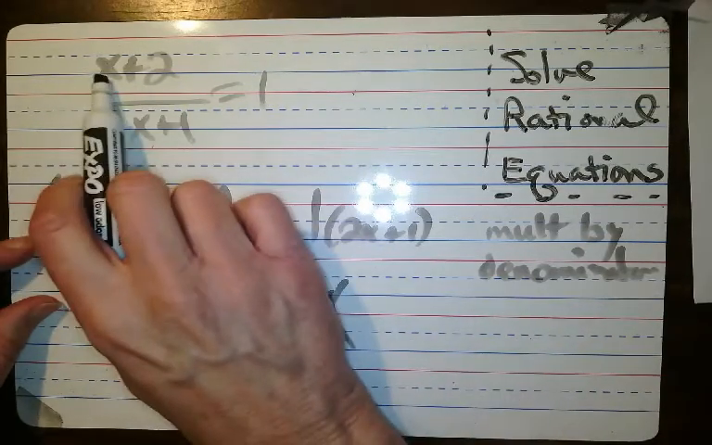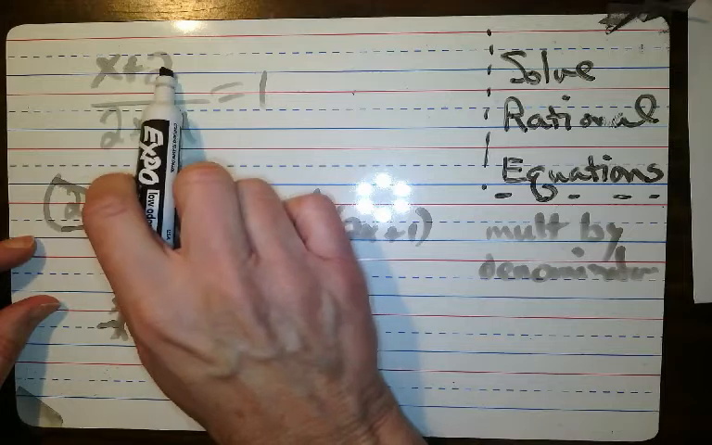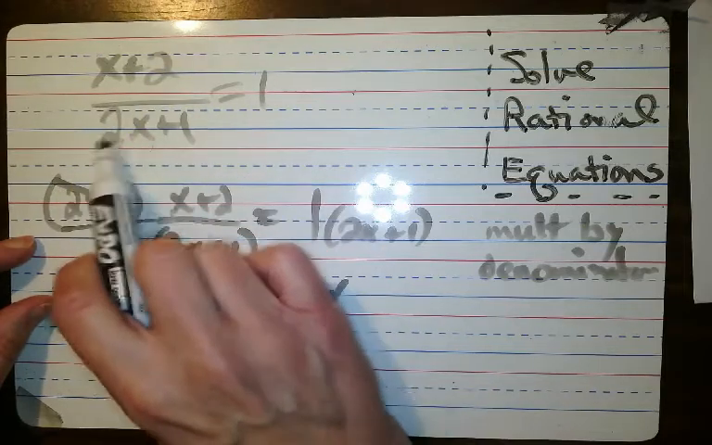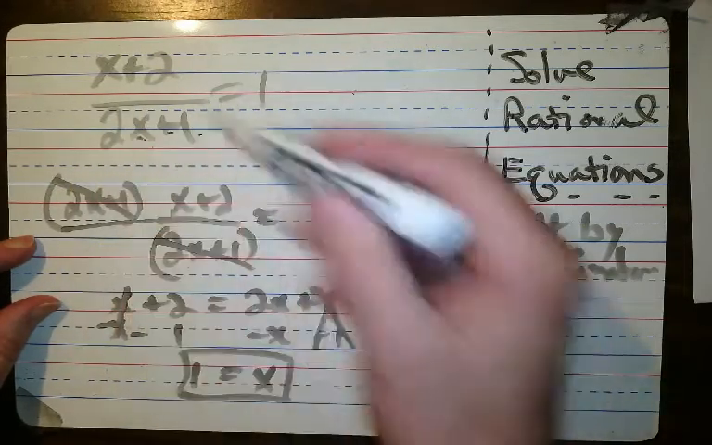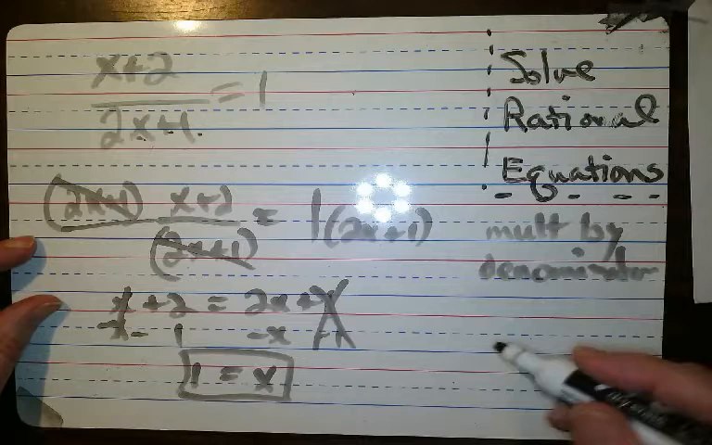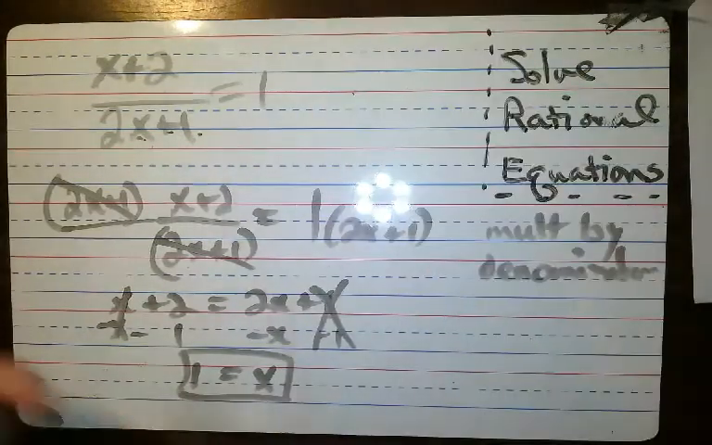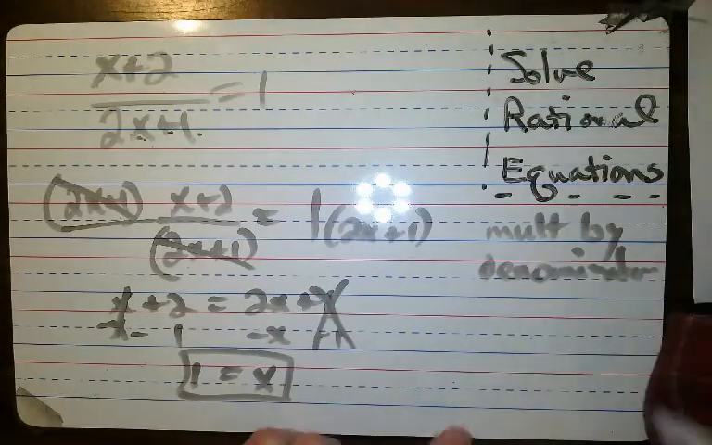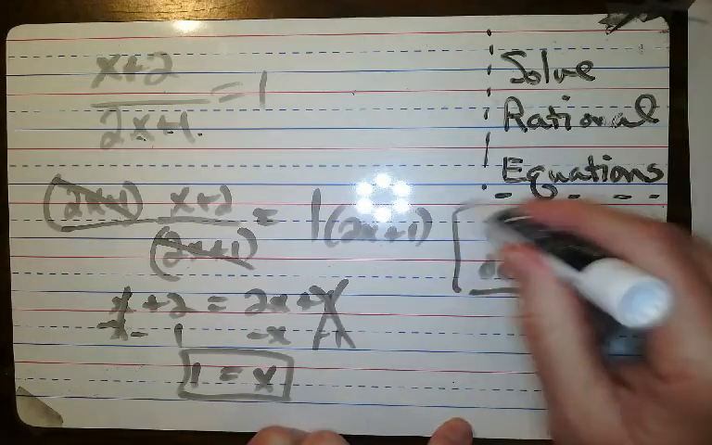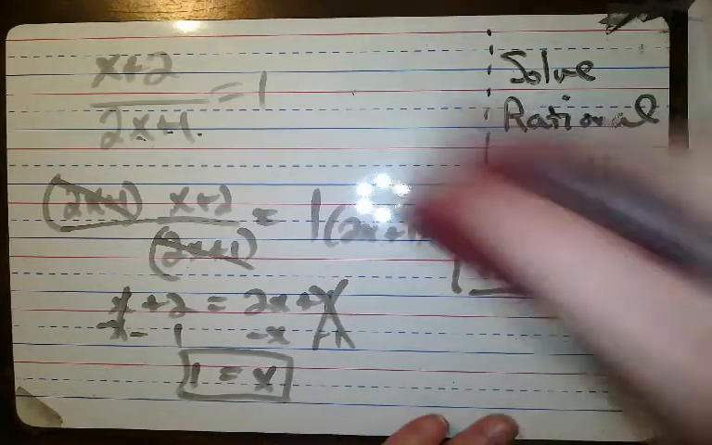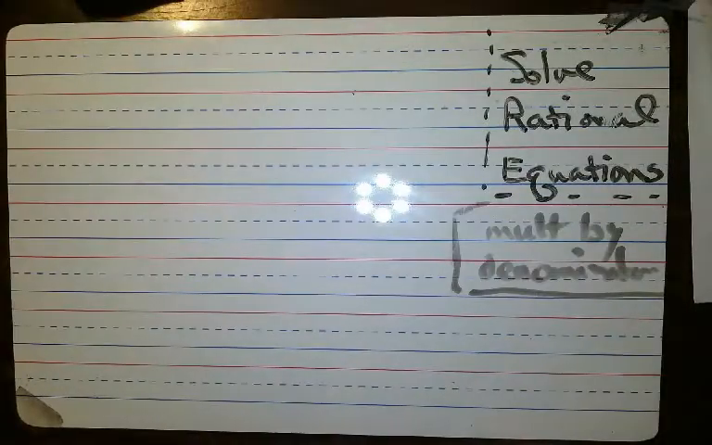So 1 is the number that makes this true. Let's see: 1 plus 2, that's 3. 1 times 2 is 2, plus 1, that's 3. 3 divided by 3 equals 1. Hey, 1's the answer. We solved the equation. And how did we do it? We multiplied by the denominator.